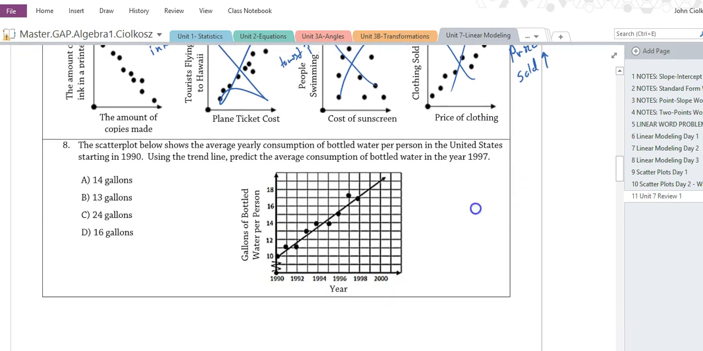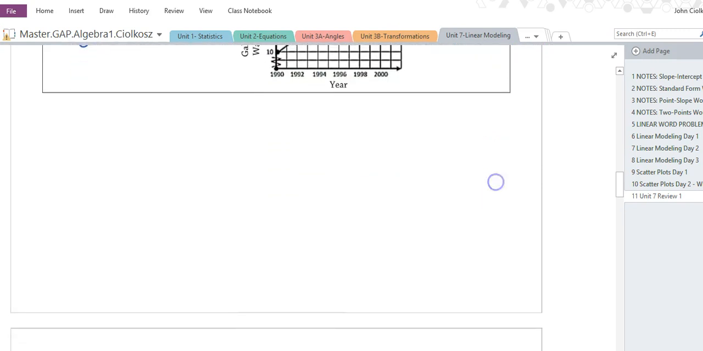For 8, the scatter plot below shows the average yearly consumption of bottled water per person in the United States starting in 1990. Using the trend line, so the trend line just means this line that they drew in the graph, let's see how much bottled water was in 1997. Well, 1997 would be between 96 and 98. So if I go up here, and I'm looking at my trend line, it looks like about 16. So again, just making a conclusion from the line.